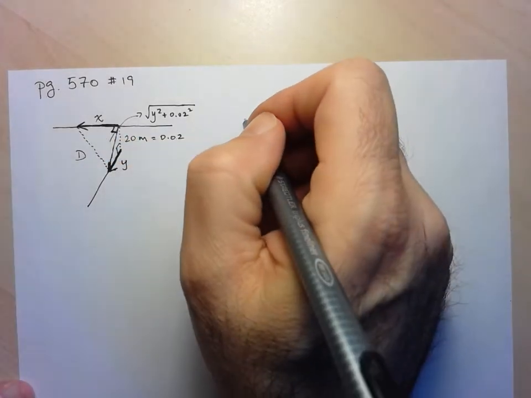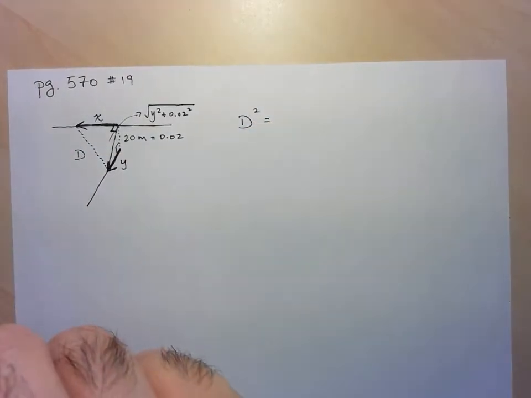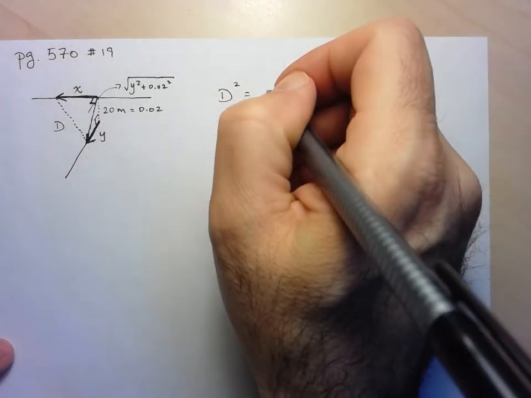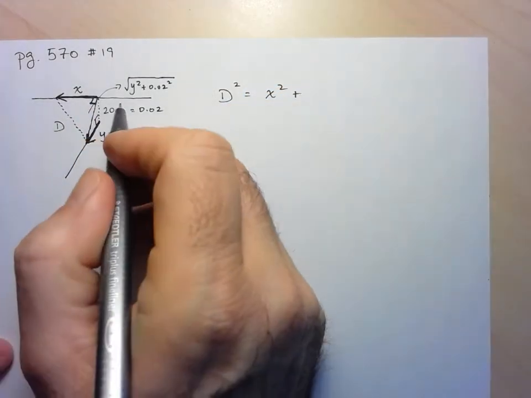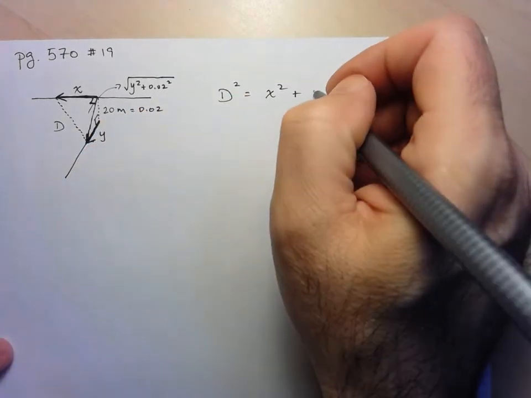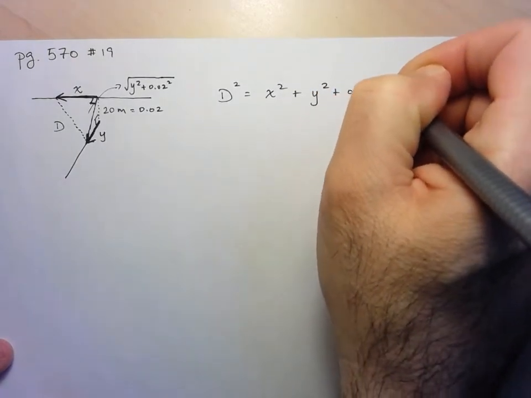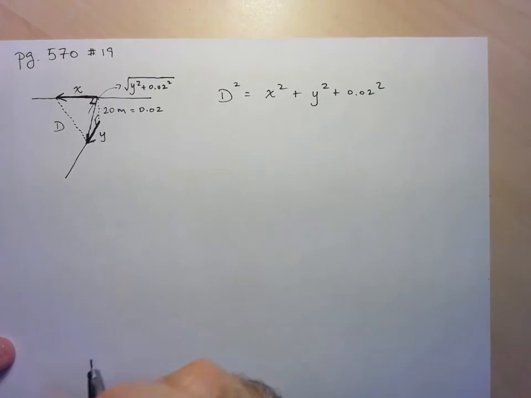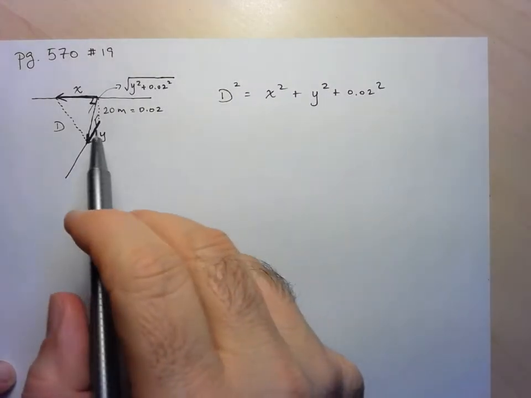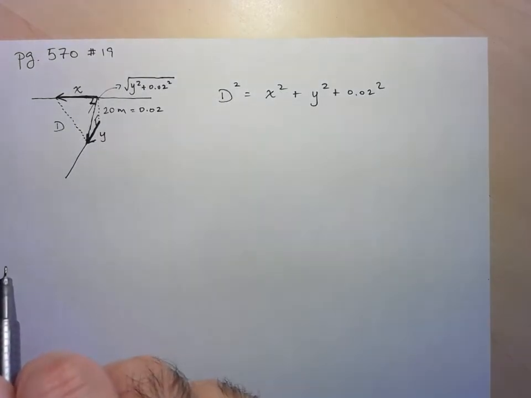So I can write a formula for d, and I'll use the unsquare rooted version as x squared, which is one leg, plus this side squared, but since there's a square root, it's just going to get rid of the square root. So we just have plus y squared plus 0.02 squared. I'd actually like you to keep this in the back of your heads, because this idea of finding this type of relationship will come back when we're at a particular point in vectors.